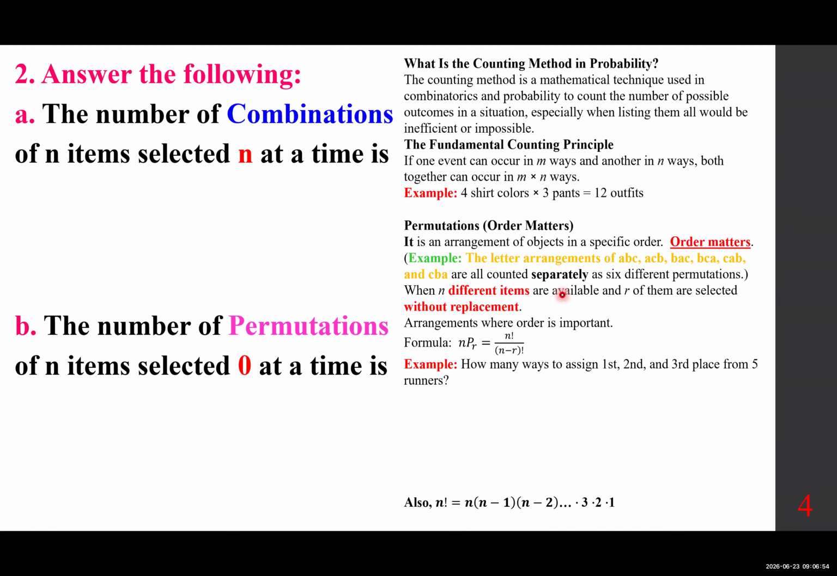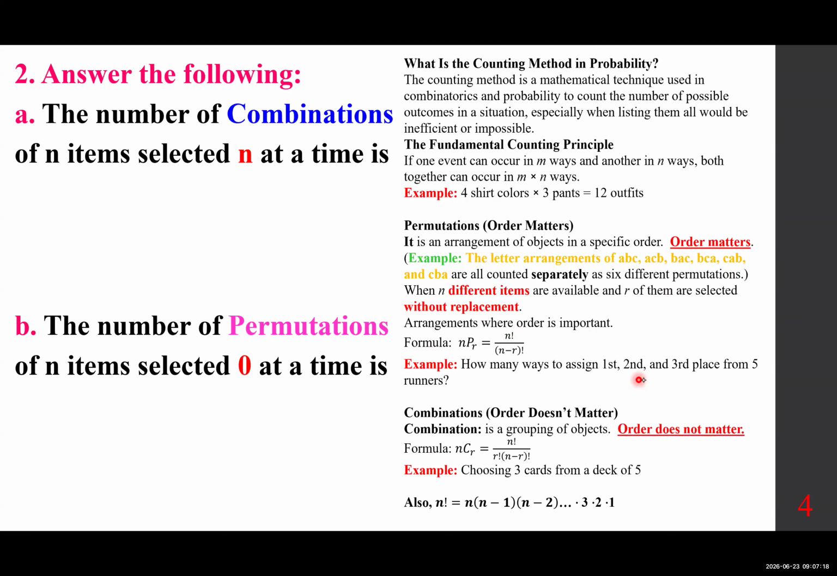When n different items are available and all of them are selected without replacement. Without replacement is the key. Arrangements where order is important use the formula nPr, n factorial over n minus r factorial. Example: how many ways to assign first, second, and third place from 5 runners? So order becomes important.